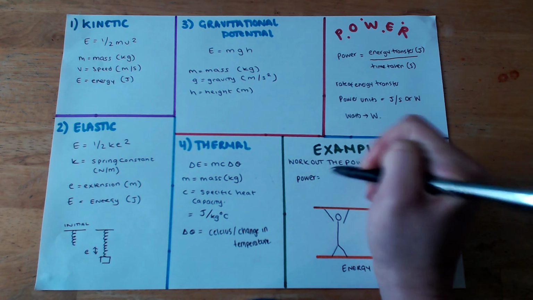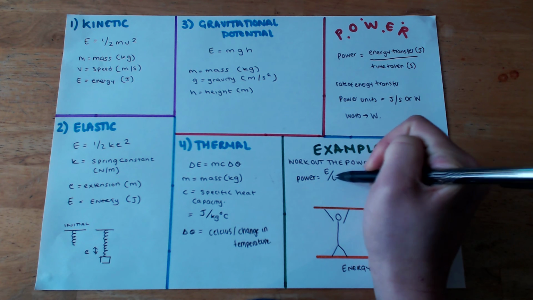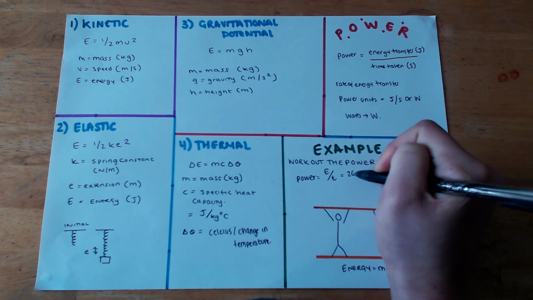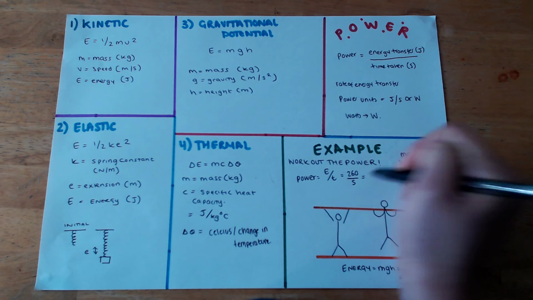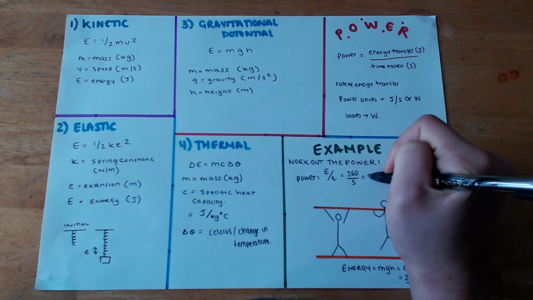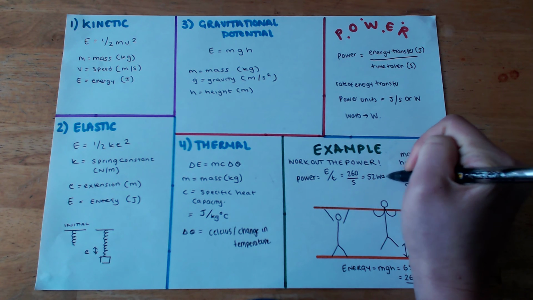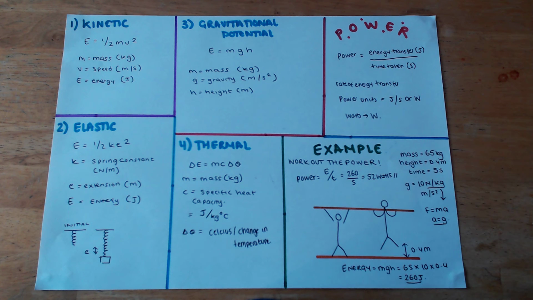So power is equal to E over T, which is 260 divided by 5, which should give you 52 watts. And hopefully, if you pause the video and tried it out for yourself, that's what you should have got. So well done anyone that got that.